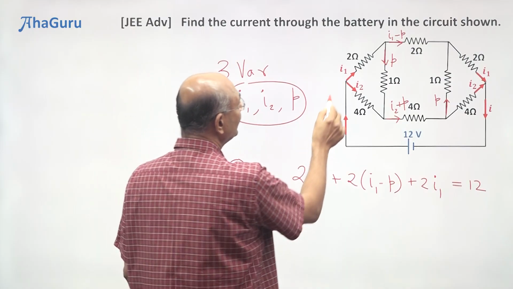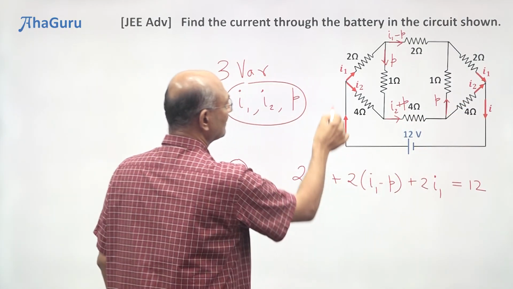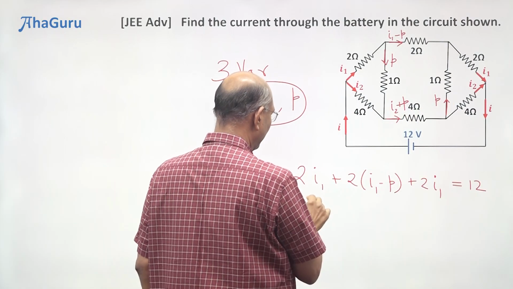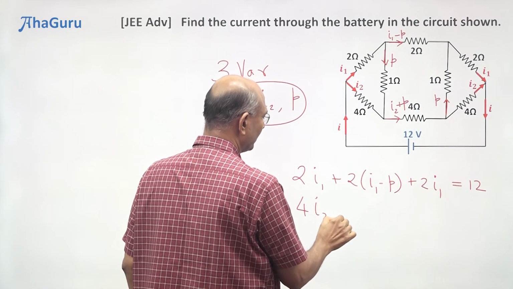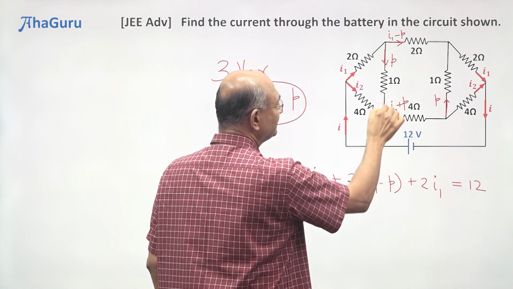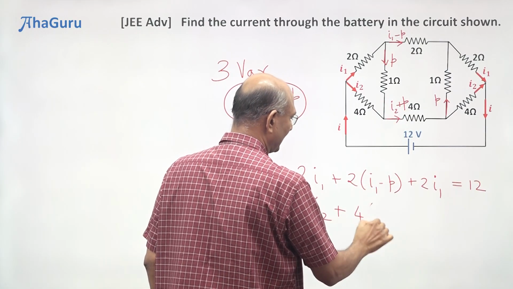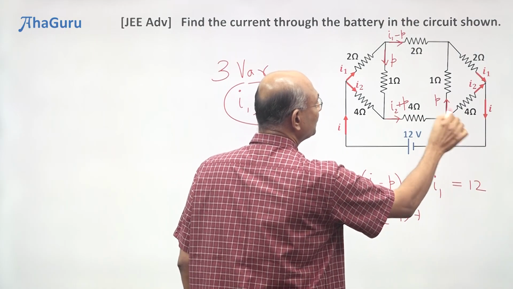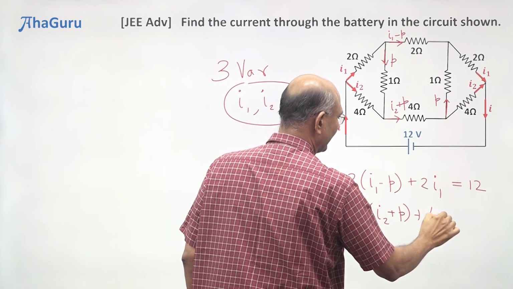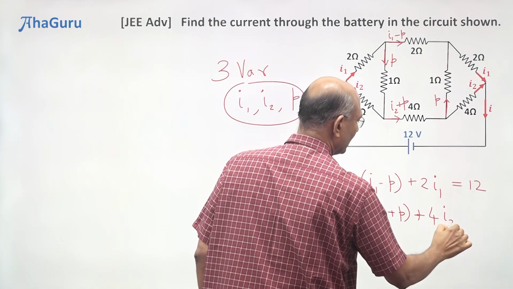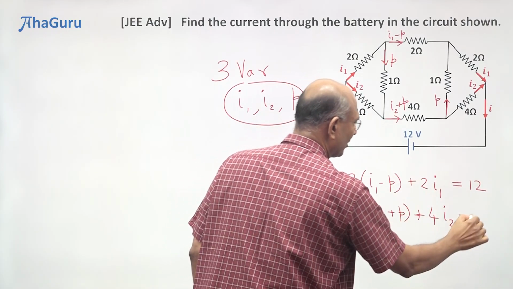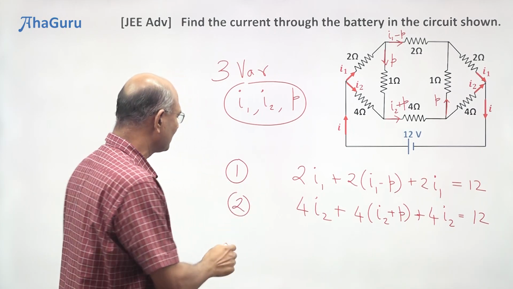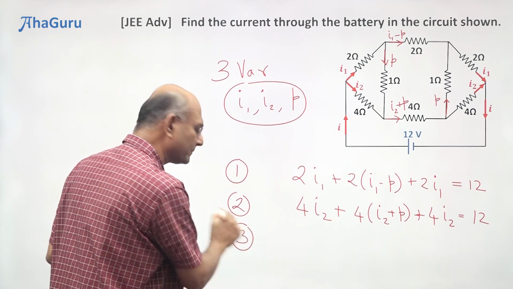What about the second equation? I can go like this, right? So for the second equation, I'm going like this. 4I2 plus 4 times I2 plus P, plus 4 times I2. And that must be equal to this potential drop, which is 12. But with 2 equations and 3 variables, I can't solve. So I need a third equation.